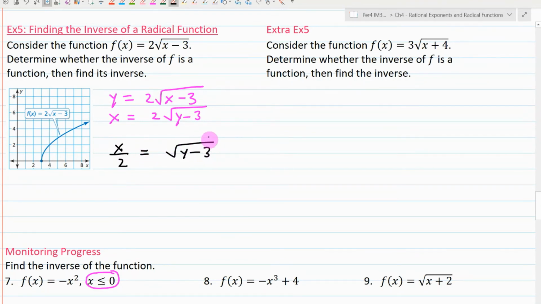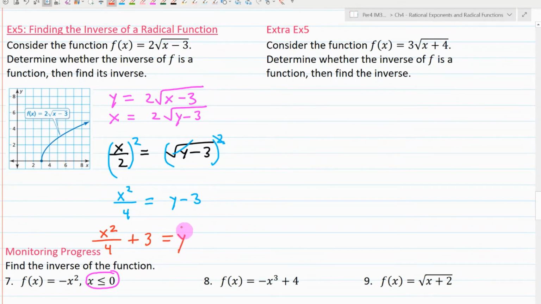And then the opposite of square rooting something is squaring, so we're going to square both sides. So this is going to become x squared over 4. And then we'll add the 3 over. So the last thing we're actually doing here is adding this 3. So we're going to get x squared over 4 plus 3 is equal to y.